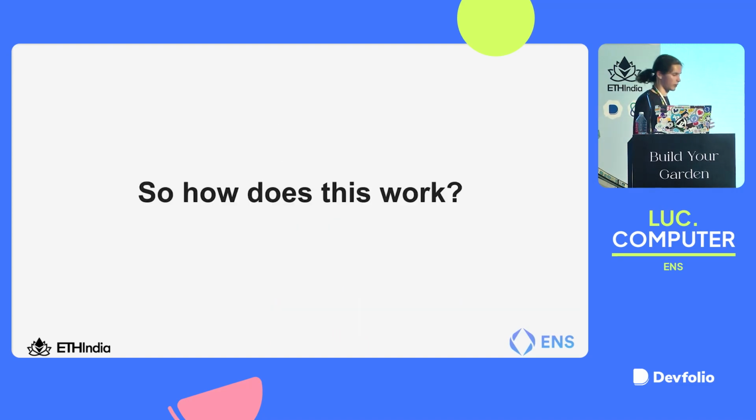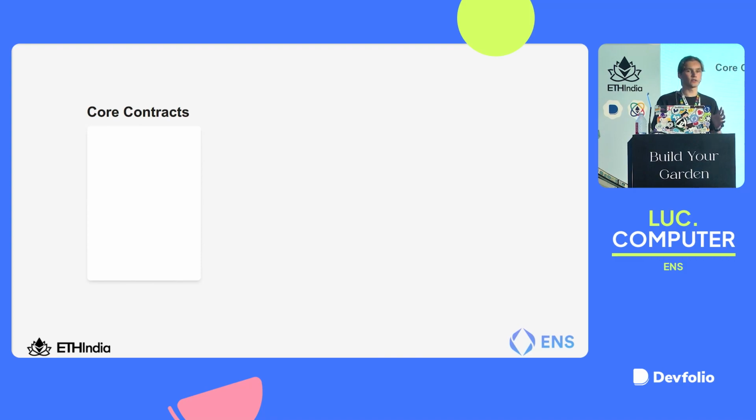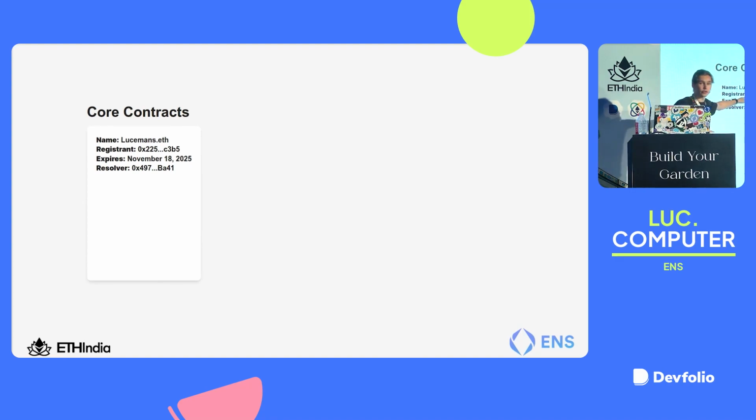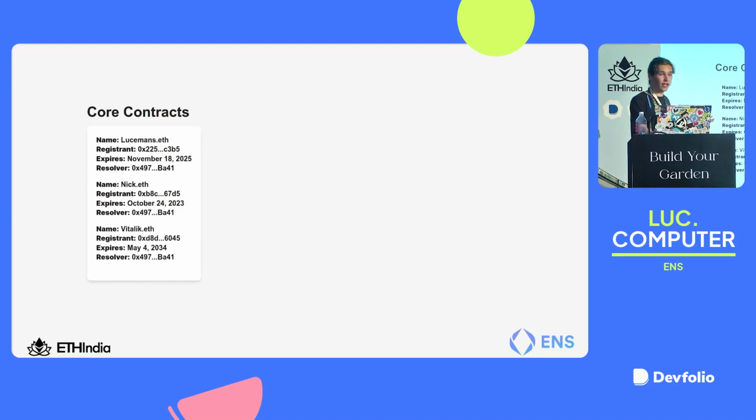So how does all of this work? ENS is composed of a couple core contracts, and their logic is relatively simple to understand. It simply stores for every name, Luceman.eth, the registrant, my address, when it expires, and a resolver address. That resolver address is just another smart contract. In this case, 0x497, I happen to know, is the public resolver. It's a contract that we deployed. It allows you to do key value storage, and it simply just checks if you're the registrant of a name. So it stores it for me, it stores it for Nick, it stores it for Vitalik, and it stores it for everybody else out there that has an ENS name. And that's the whole core contract.